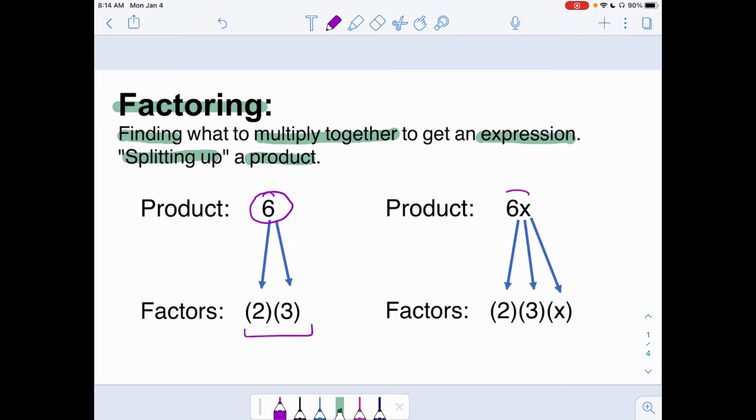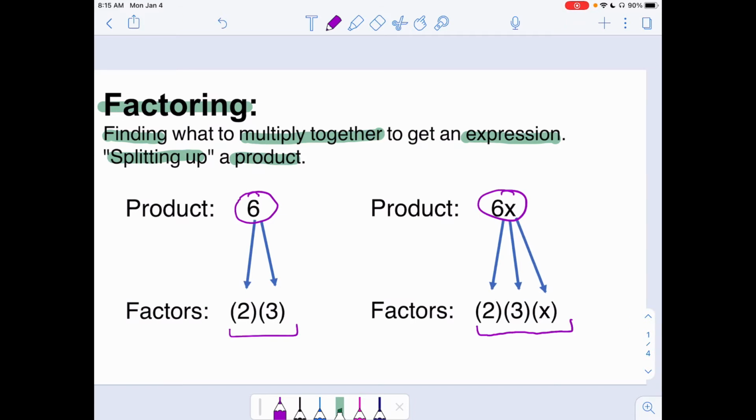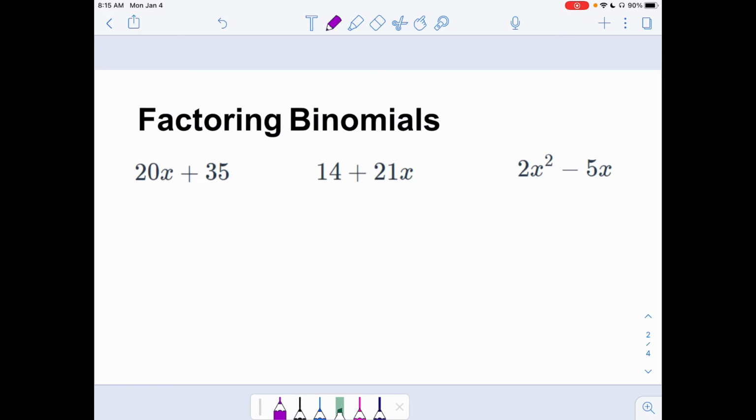If we look at 6x, that's our product. The terms that multiply together to create it were 2, 3, and x. That is my factored form of 6x. Let's take a look at this with some more complicated examples. We're going to try to factor binomials.